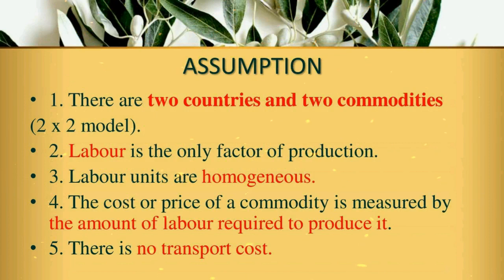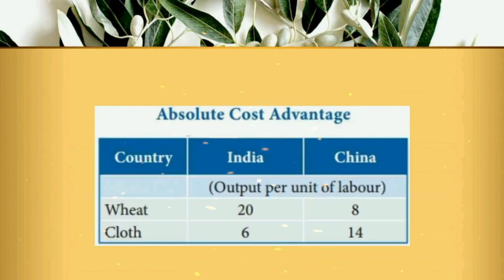There are two countries and two commodities, so it is a 2 by 2 model. Labor is the only factor of production and it is homogeneous. The cost or price of the commodity is measured by the amount of labor required to produce it, and there is no transport cost. This theory can be illustrated with the help of the following example.